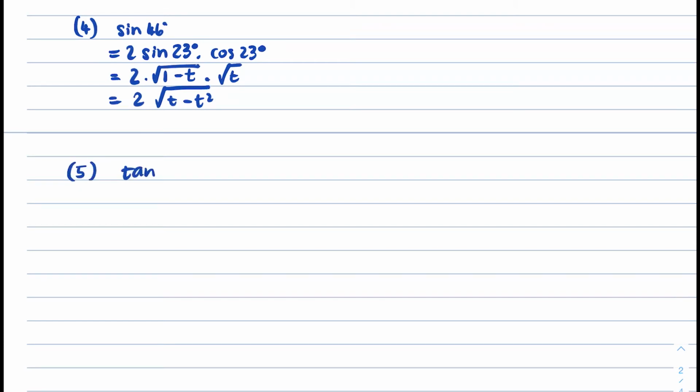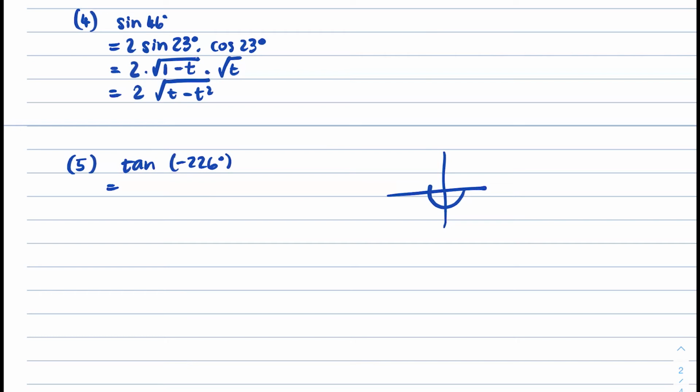The tan of negative 226 degrees. Now this function is a single function. Negative 226 degrees is all the way here in quadrant 2. And my reference angle from negative 180 will be a 46 degree angle. But of course with this function we are in quadrant 2 and it's not squared, so we are looking at the negative tan of 46 degrees.